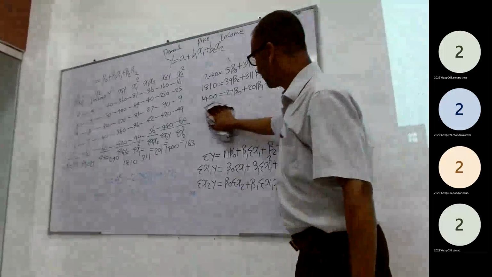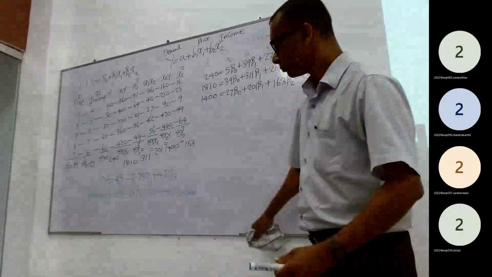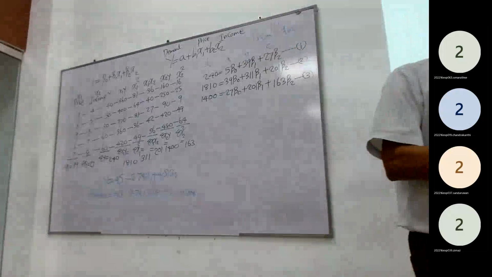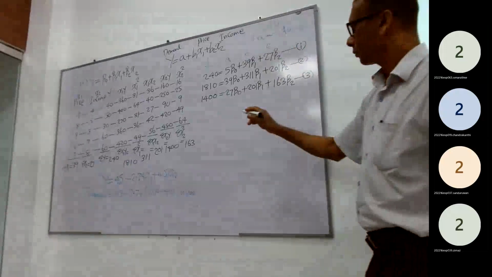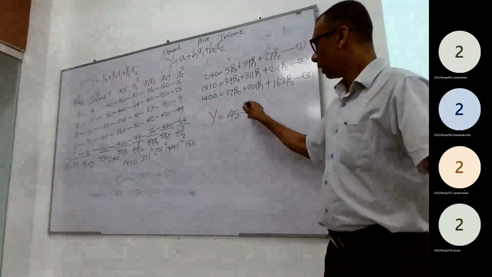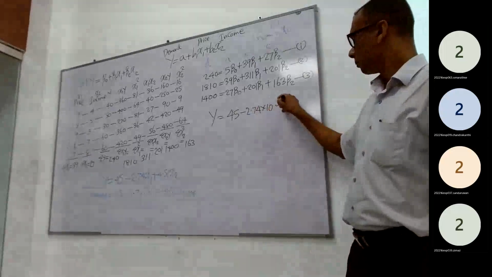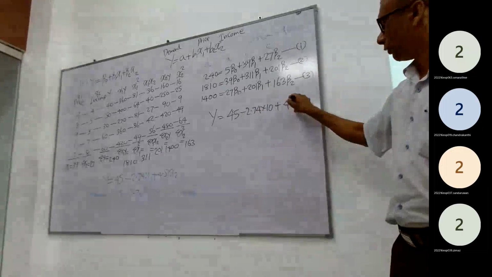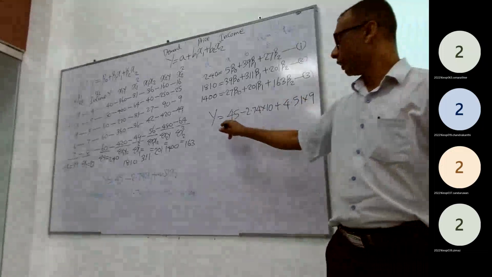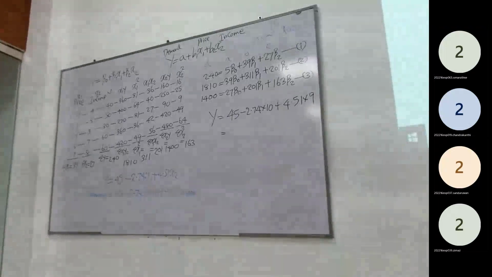I forecast my demand here. Y equals 45 minus 2.74 times the price of 10 rupees, plus 4.51 multiplied by 9, where 9 means 90,000 rupees. This is my forecasted demand.